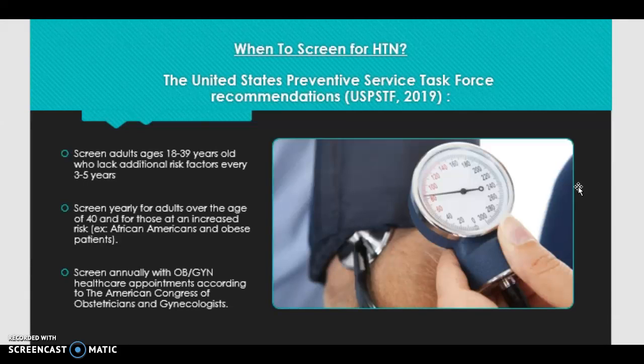Additionally, the USPSTF recommendations as of 2019 recommend annual screening with the OBGYN population, and this is also according to the American Congress of Obstetricians and Gynecologists. Screening for hypertension is not only cost effective, it is a substantial net benefit, and it's harmless to screen for.